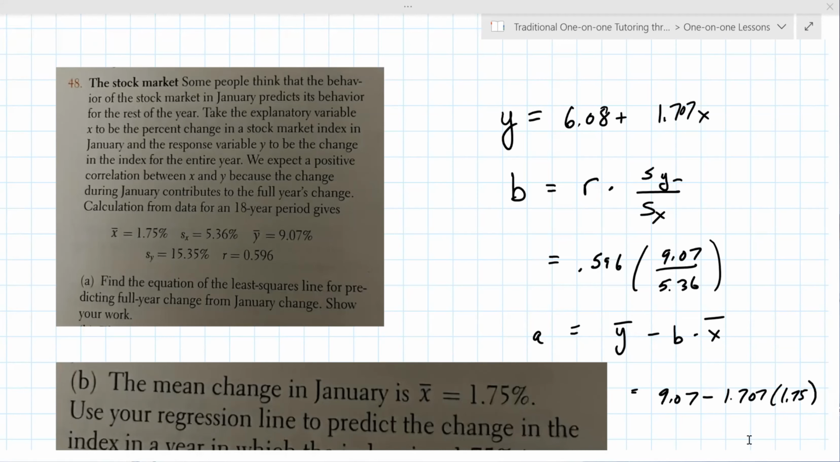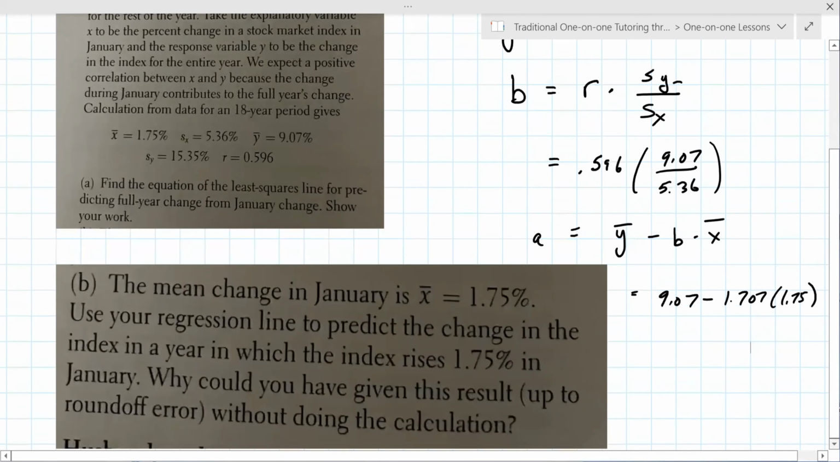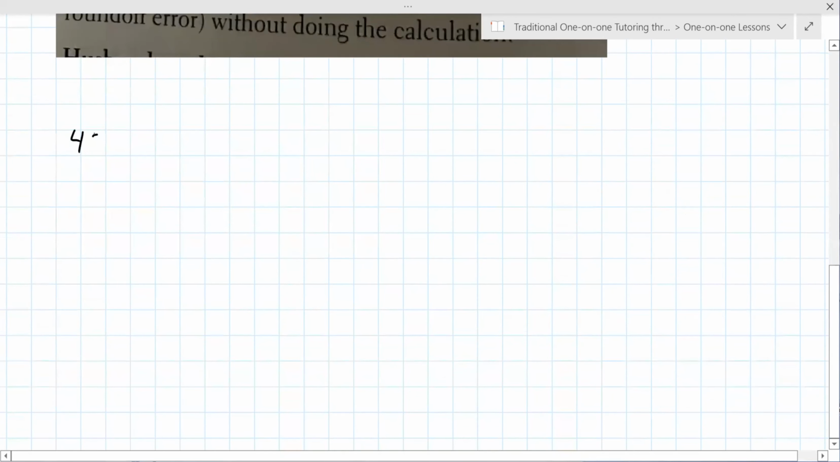49 is asking for our value of r squared. We'll start with that. So r squared comes from r, obviously. Do you have the value of r from 47? Yeah, it looks like it's 0.5. So r squared is 0.5 squared, or 0.25. Is that all I have to do?